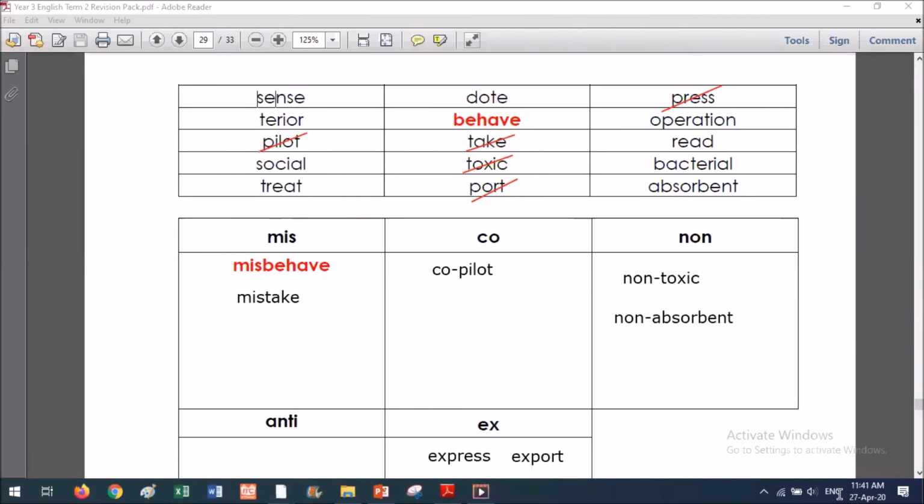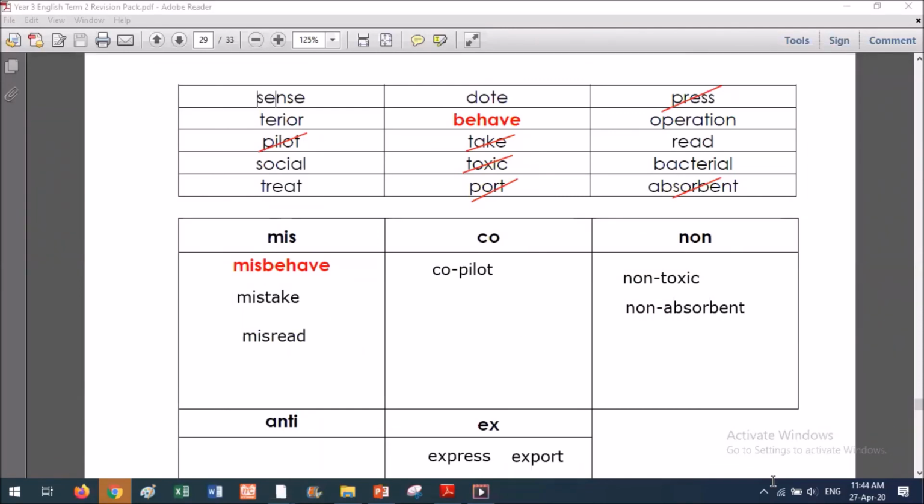Muhammad. Give me a word, Muhammad. Tell me, what do you have? Misread. Misread, exactly. So we didn't read it correctly, in a wrong way. So we misread it. Misread, usually misread. Very well done. Thank you, Muhammad.